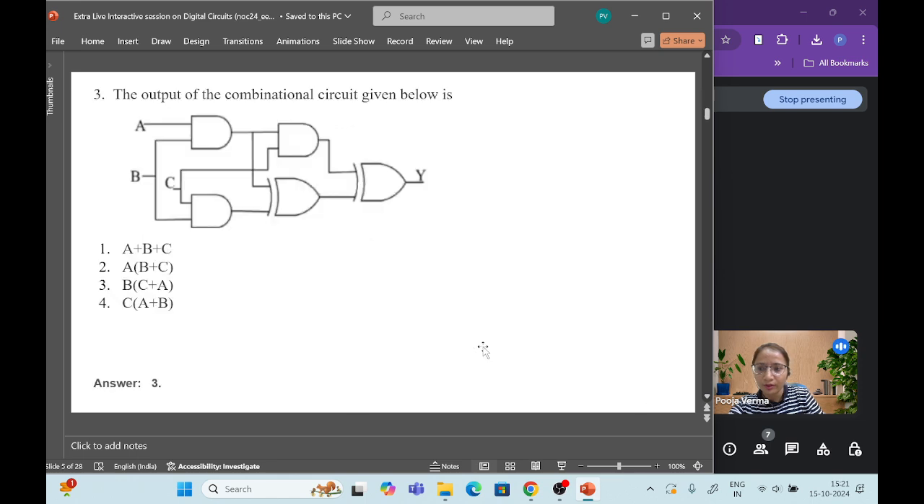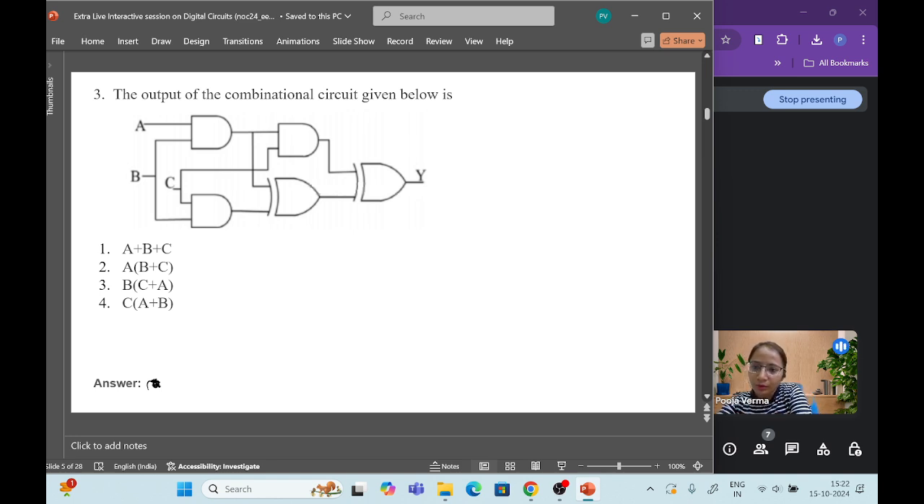Okay. So moving to the next question. What will be the output of the combinational circuit given below? Can you solve it and answer? I will solve it also.